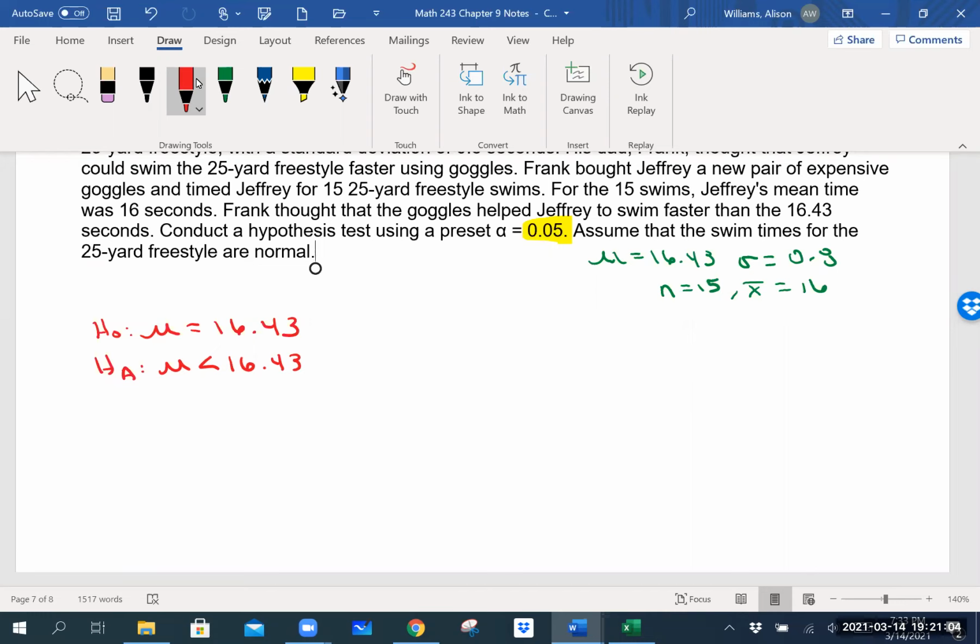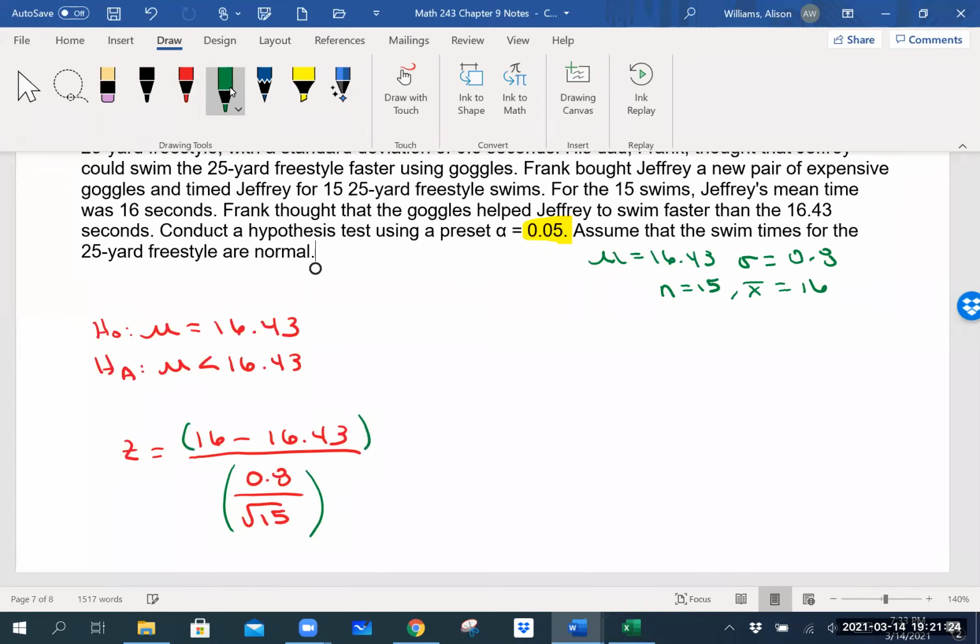We can go ahead and calculate the z-score, which would be our x bar minus mu over sigma divided by the square root of our sample size. Now, if you're going to put this all in the calculator, you need to put it all in parentheses, okay? Otherwise, do it in steps.